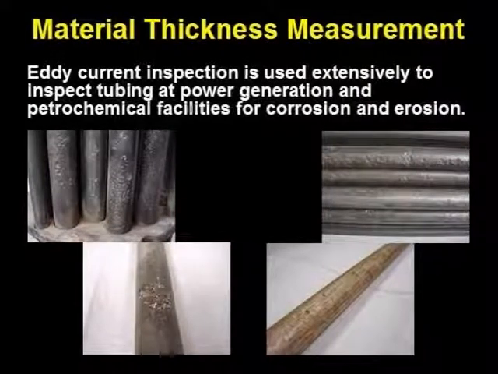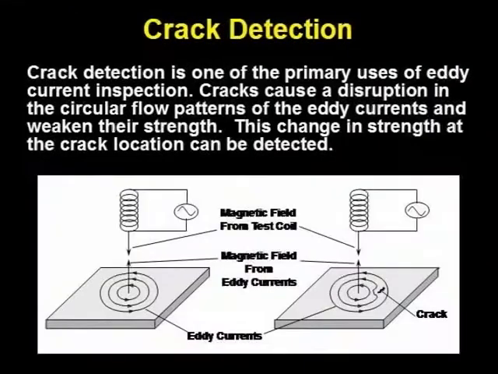Eddy current inspection is used to inspect tubing for corrosion and erosion. The probes are designed to be inserted into the tubing. Besides thickness changes, the method can also detect other geometrical changes, such as dents. This type of inspection is routinely used to check the tubing in heat exchangers.